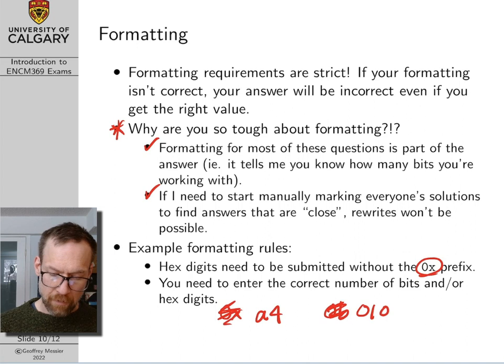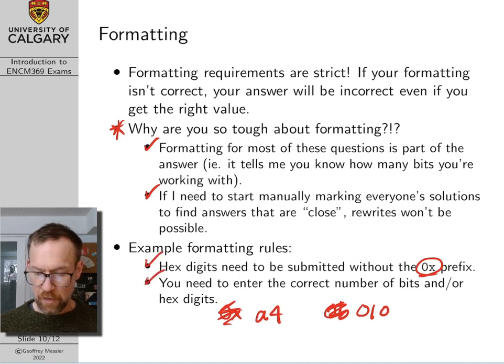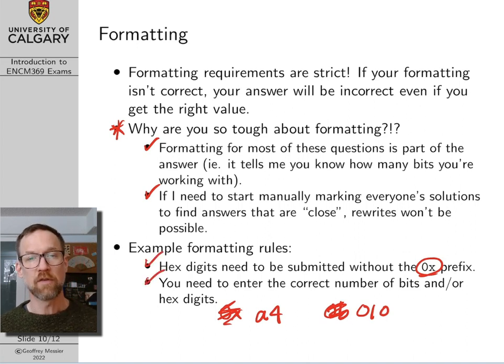Another example of a formatting rule is that you need to use the correct number of bits and/or hex digits. And again, that sort of goes back to what I was talking about earlier. By using the correct number of bits, including leading zeros, if applicable, that lets me know how wide the bus is we're working with, or how big the number is we're working with, which is a really important part of computer engineering.